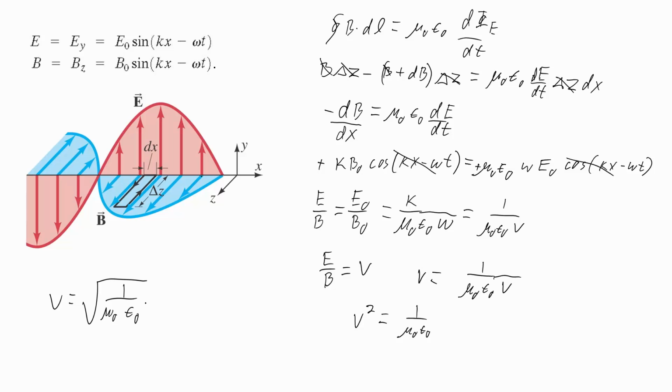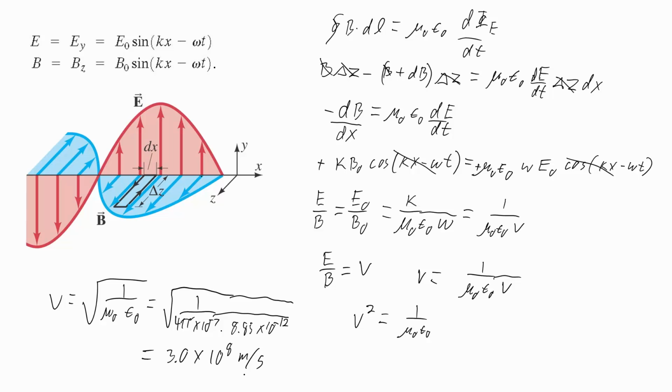That's how we've seen them all year long. Now if we go ahead and calculate the value for this, so we're going to put in 4 pi times 10 to the negative 7th times 8.85 times 10 to the negative 12th. You throw that in your calculator, drum roll. Guess what you get? You get 3.0 times 10 to the 8th, and the units work out to be meters per second.